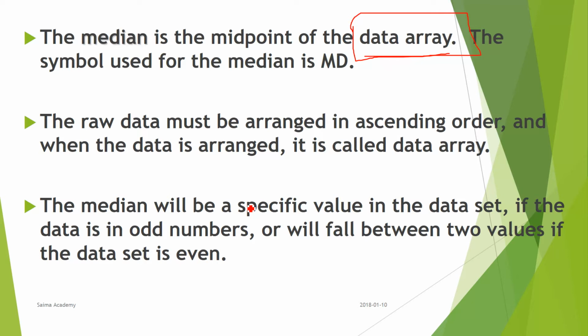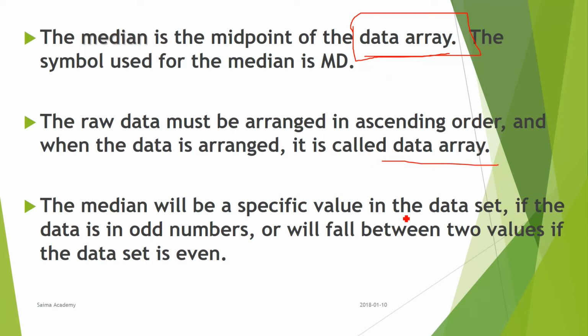Suppose we have the numbers 1, 5, 28, 100, 62, 82, 92. You have to arrange them in order, in ascending order. We write the first, then second, then third, and so on. When you arrange the data in order, it is called the data array. Initially it is raw data, but when you arrange it in order, it is called the data array. The raw data must be arranged in ascending, or increasing, order.